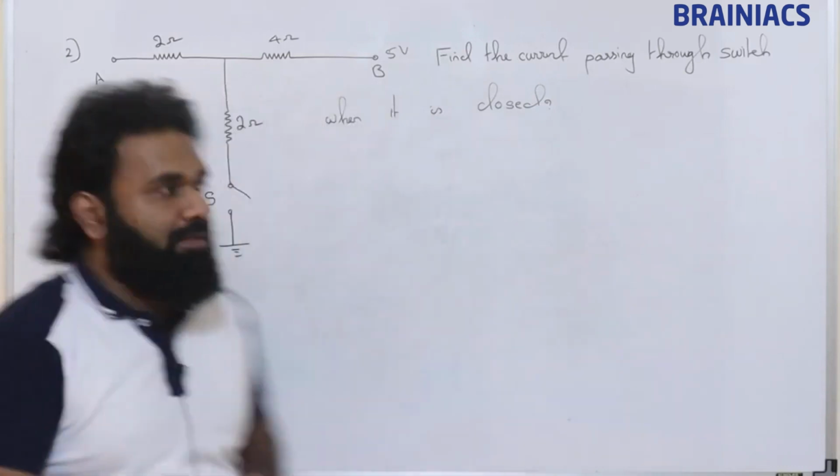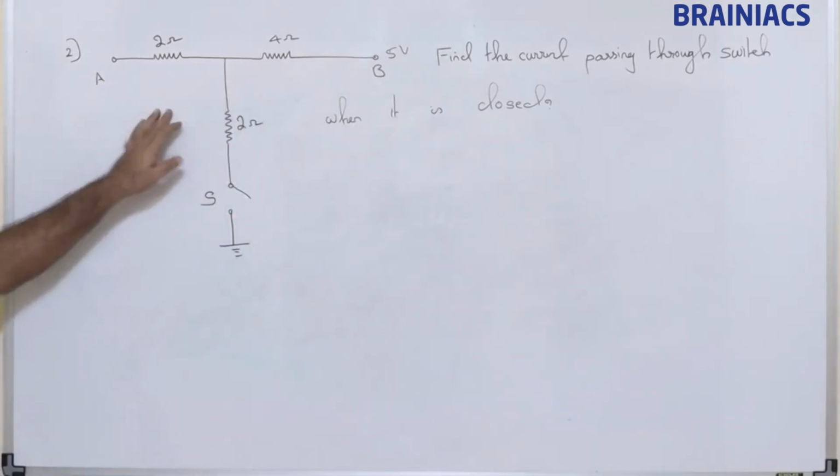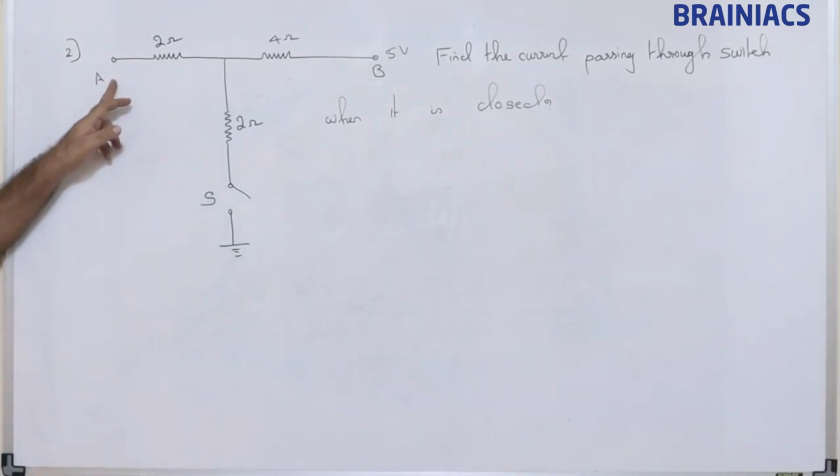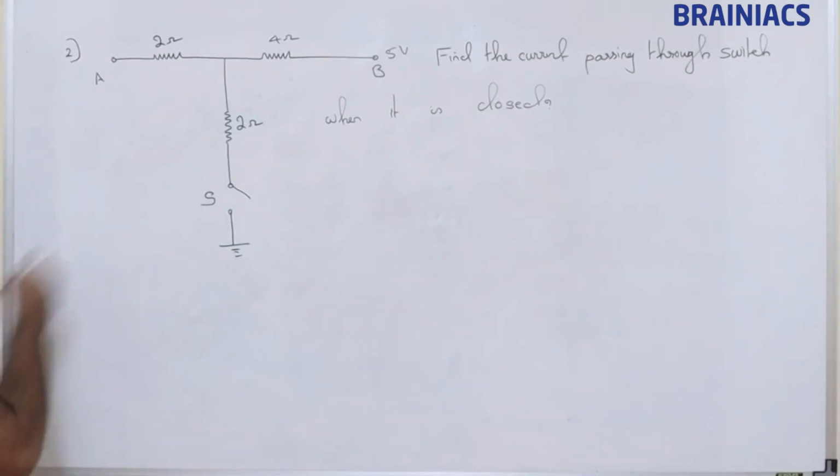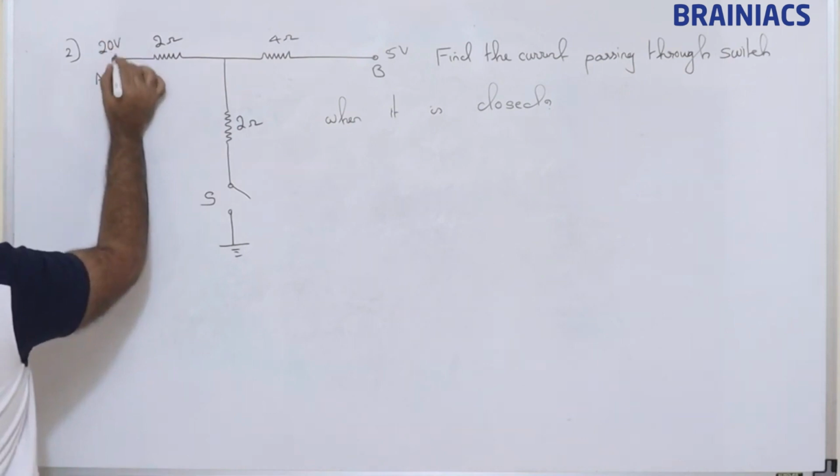Take this another question. A circuit is given. This node voltage is also given. This node voltage is given as 20 volt, here.